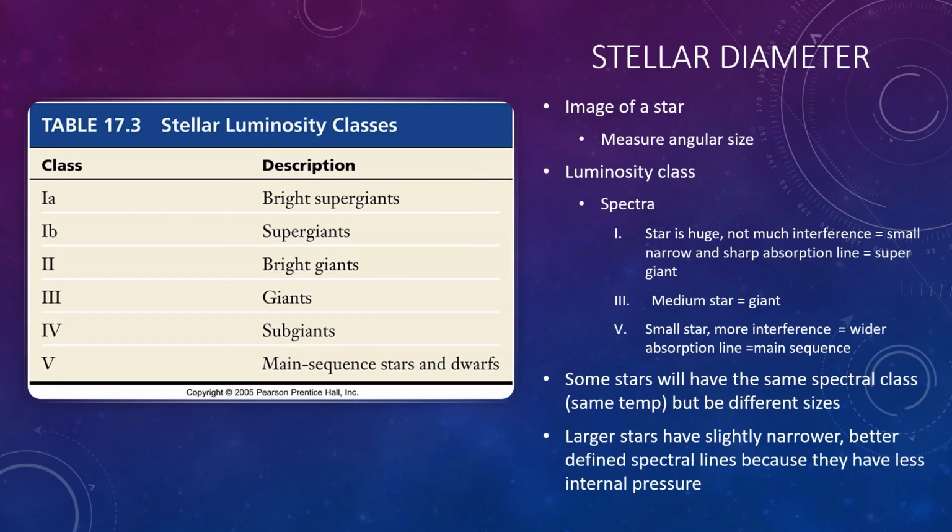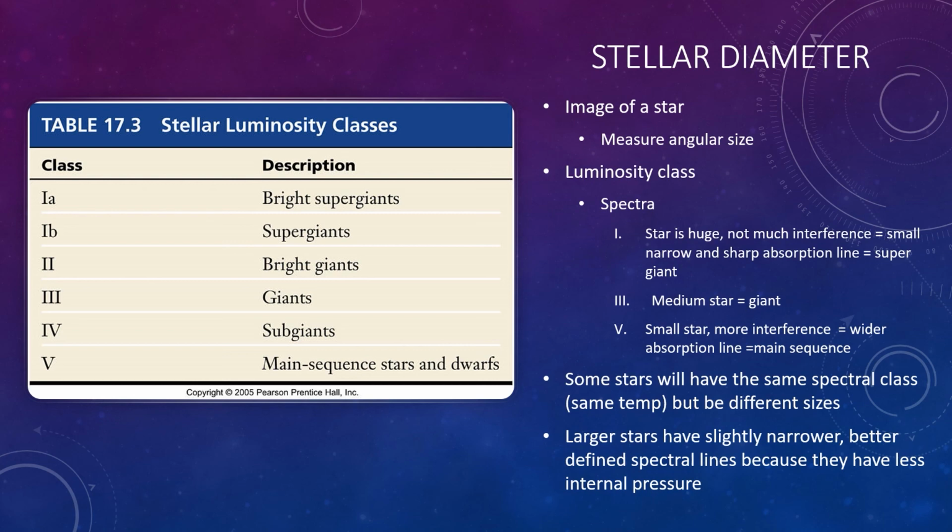So when you look at the image of a star, you measure its angular size. Its luminosity class, or spectra, is divided up into class 1A, 1B, 2, 3, 4, and 5. And the stellar luminosity class is based on its spectra. So if a star is huge, it doesn't have much interference, it has small and narrow and sharp absorption lines, it's probably a supergiant, so it's class 1. Whereas a medium star is a giant, which is class 3. And then you have class 5, which is small stars with more interference, wider absorption lines, and they're probably more along the lines of main sequence stars and dwarfs.